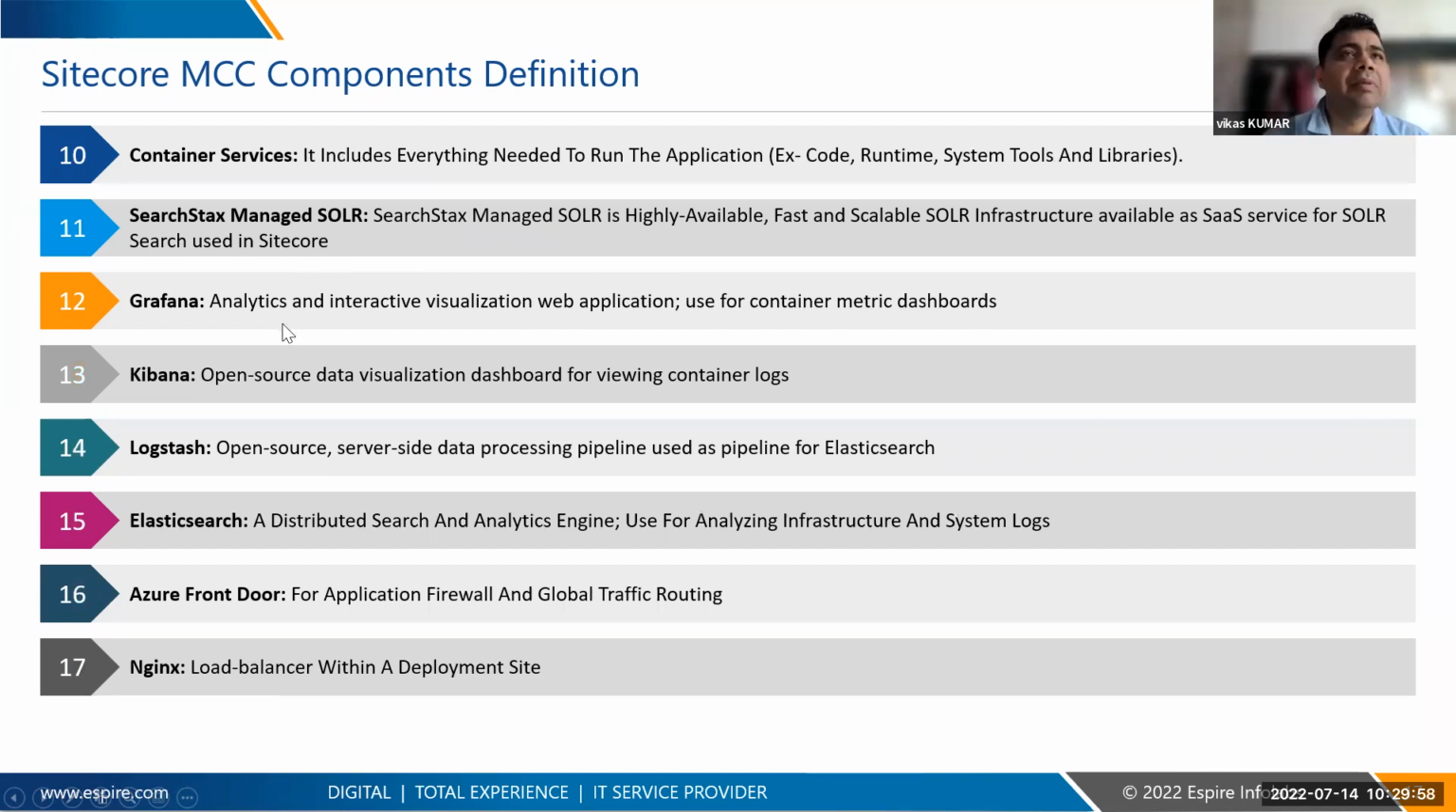The Grafana, that's important, right? Grafana is a visualization tool that helps us know what's going on inside our container. It provides the complete analytics to visualize the web application. Then Sitecore provides Kibana, again a visualization dashboard for viewing our logs from the container side of things. And then Logstash helps to process our logs, and Elasticsearch is for analysis of our different logs again.